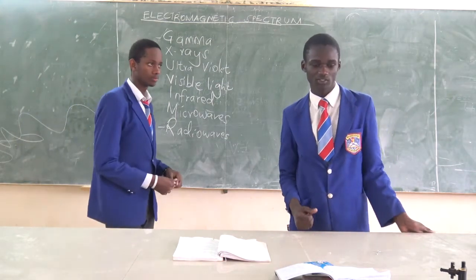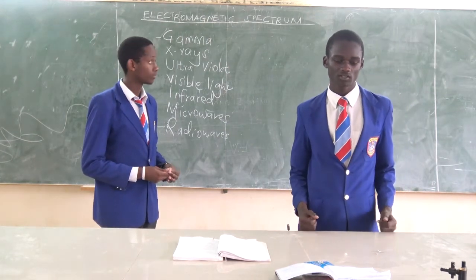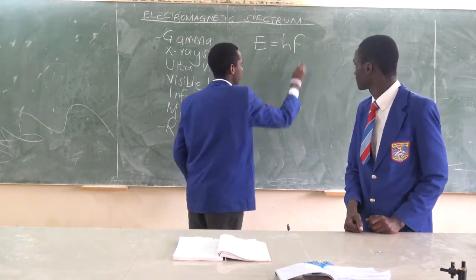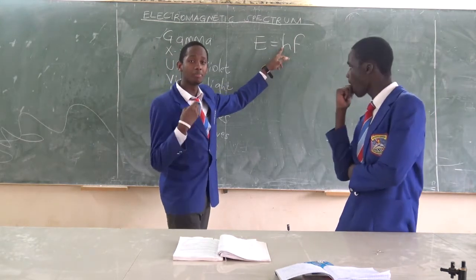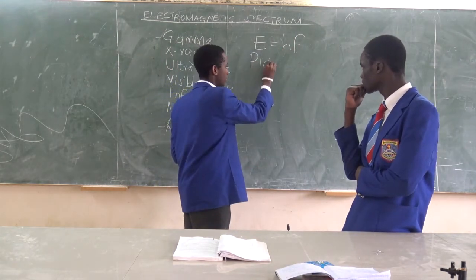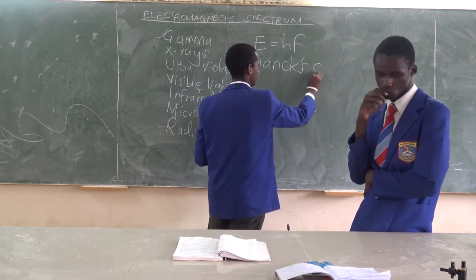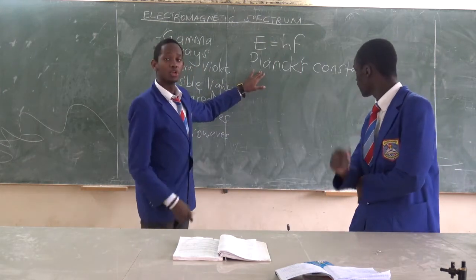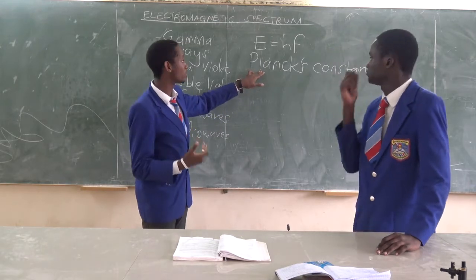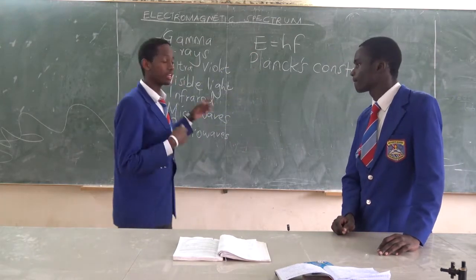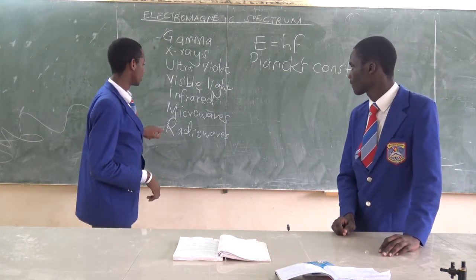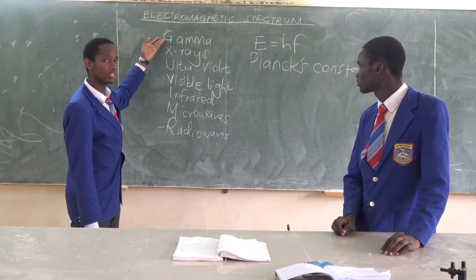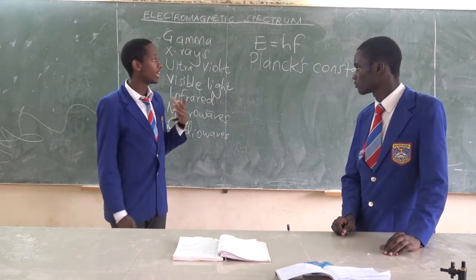And one thing he's going to explain is that they possess energy according to the relation E is equal to hf. This h here denotes the Planck's constant. So the Planck's constant is what allows us to find the amount of energy contained in an electromagnetic wave. So as we say, in order, the highest frequency, lowest frequency. And according to this equation, we can automatically conclude that the one with the highest frequency will obviously contain the highest energy content.